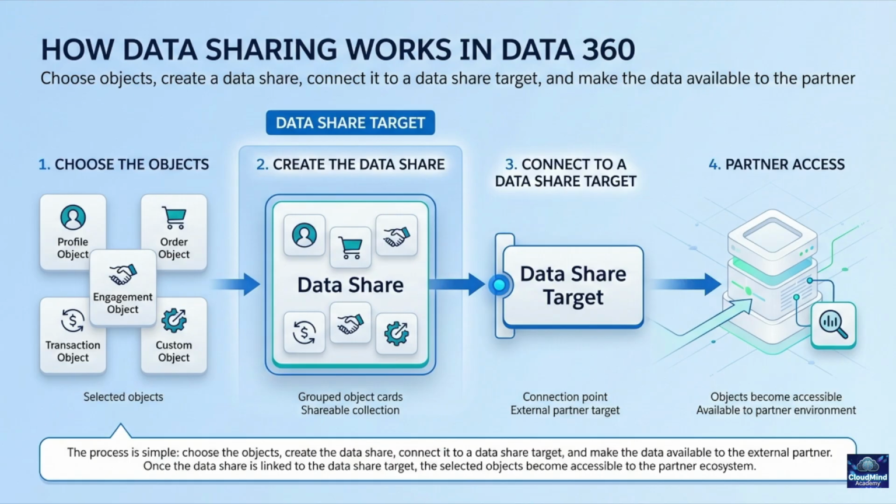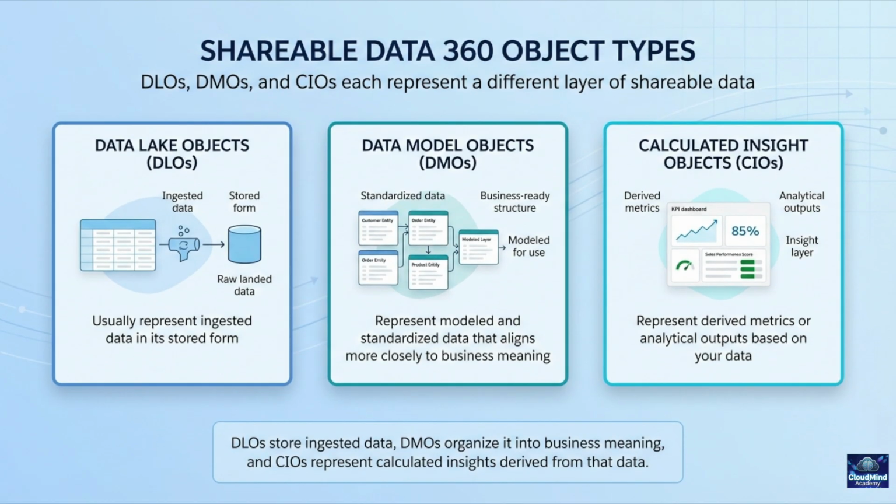Some of the Data 360 object types that can be shared include data lake objects, also called DLOs, data model objects, also called DMOs, and calculated insight objects, also called CIOs. Now let's make that more practical. Data lake objects usually represent ingested data in its stored form. Data model objects represent modeled and standardized data that aligns more closely to business meaning. And calculated insight objects represent derived metrics or analytical outputs based on your data.